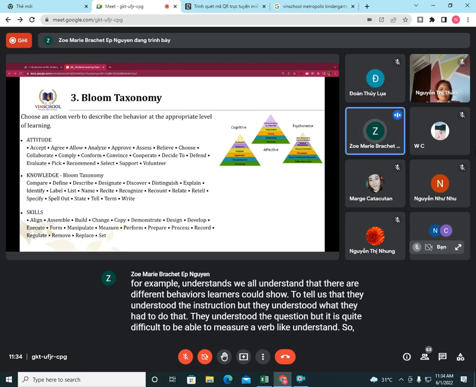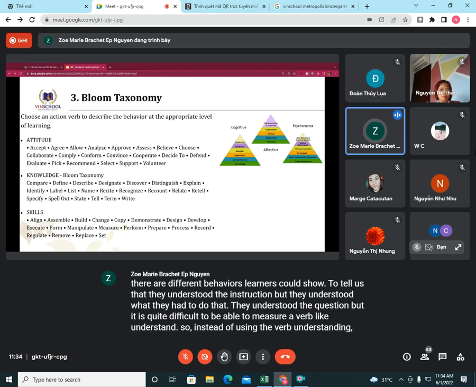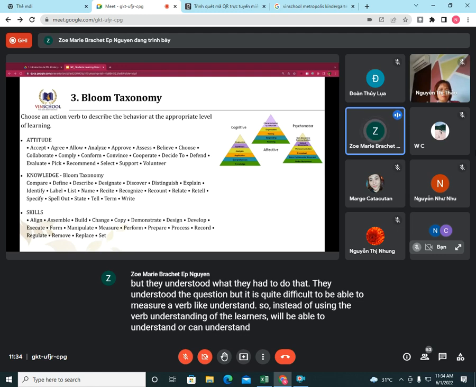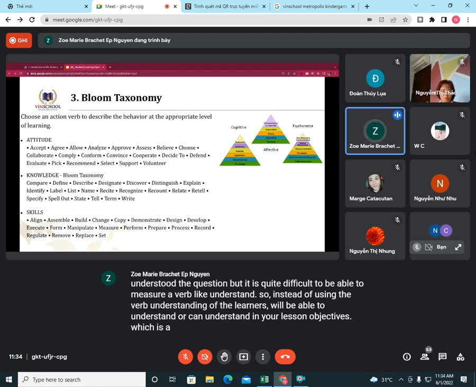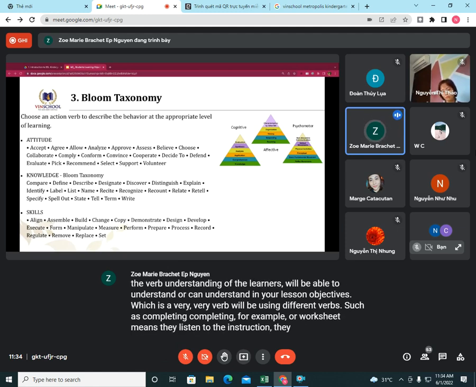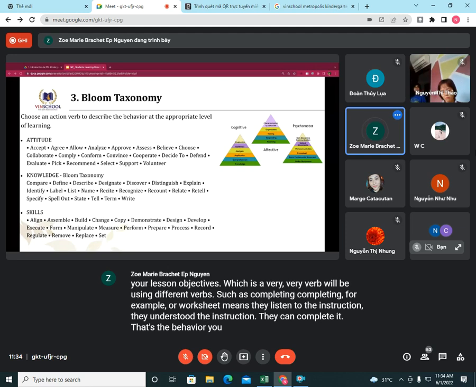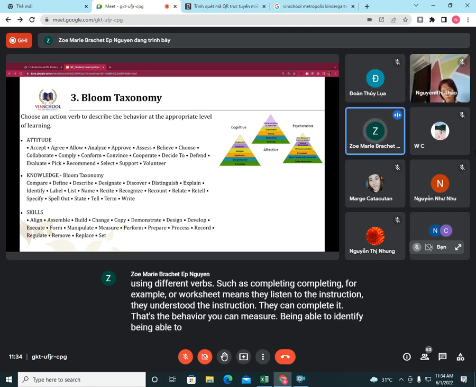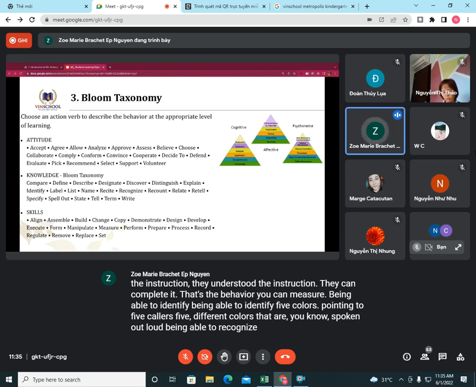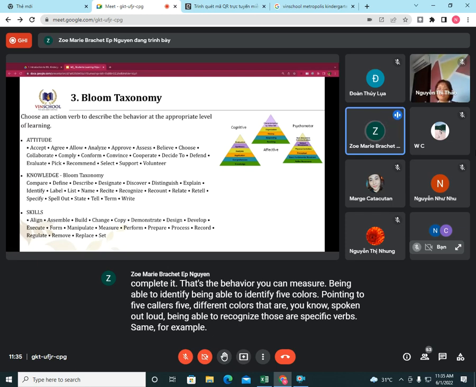So instead of using the verb understand, or the learners will be able to understand, in your lesson objectives, which is a very vague verb, we'll be using different verbs such as completing. Completing, for example, a worksheet means they listened to the instruction, they understood the instruction, they can complete it. That's the behavior you can measure. Being able to identify 5 colors, pointing to 5 different colors that are spoken out loud. Being able to recognize. Those are specific verbs. Same, for example, in the attitude domain of learning.